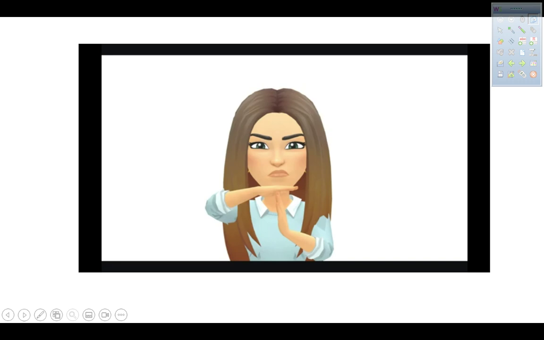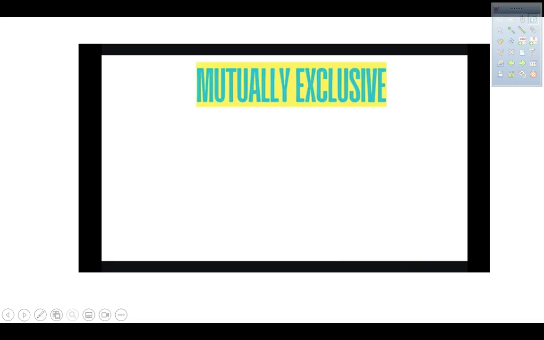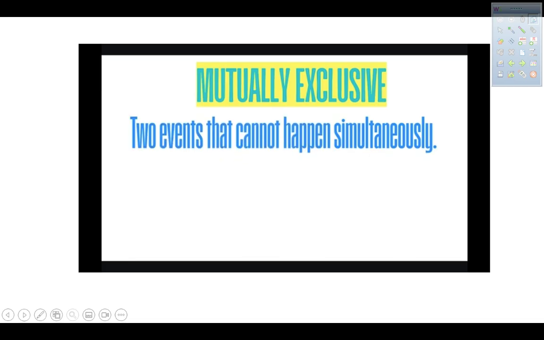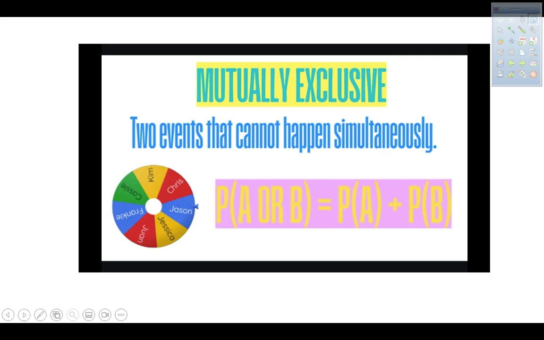Time out. Let's talk probability. The probability of the wheel landing on Kim or Jason is called mutually exclusive events. Mutually exclusive events are two events that cannot happen simultaneously. In other words, if one event occurs, the other event is impossible. If the wheel lands on Jason for warm-up number 1, can it land on Kim for number 1 too? No. The wheel cannot land on two names at the same time, which is why this is a pair of mutually exclusive events. To calculate the probability of mutually exclusive events, we take the probability of event A and we add it to the probability of event B.